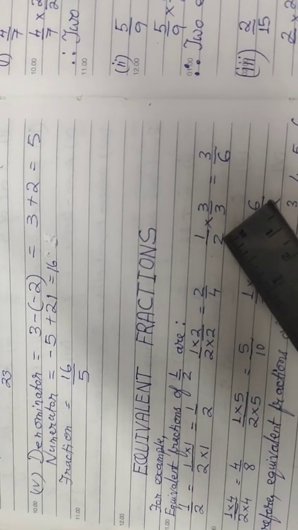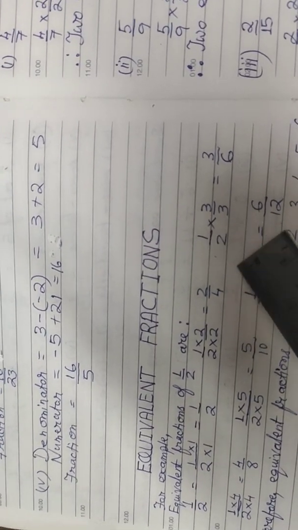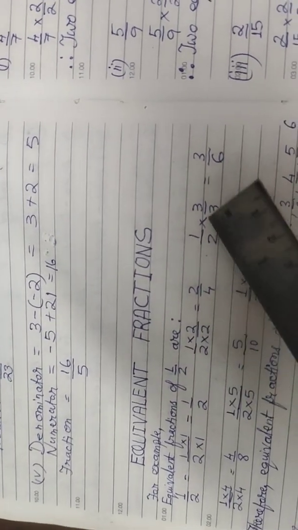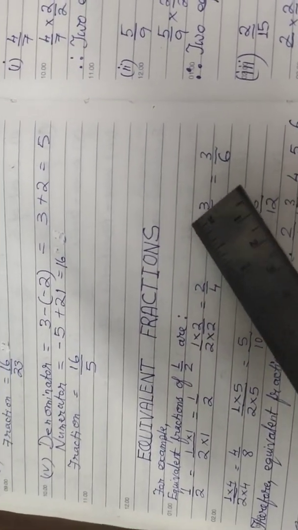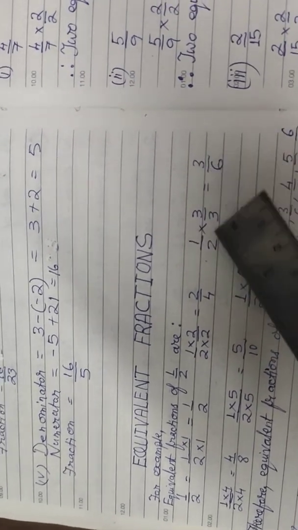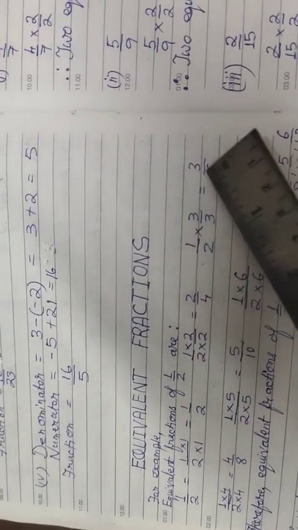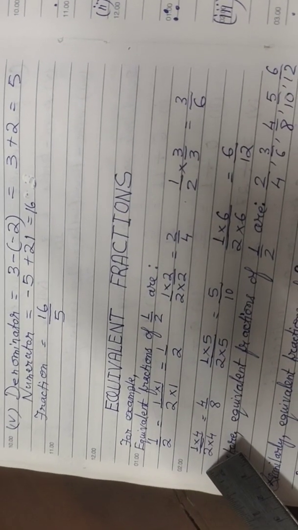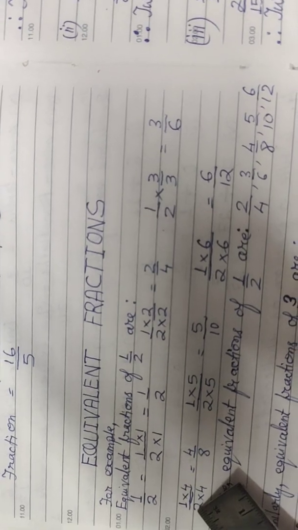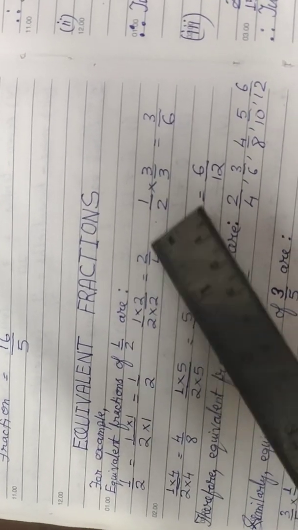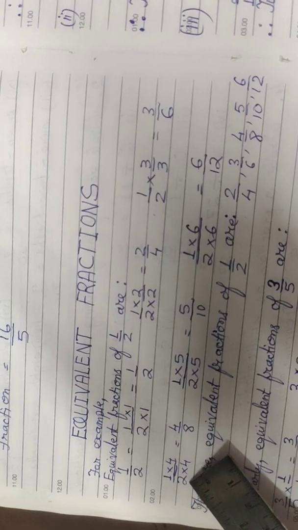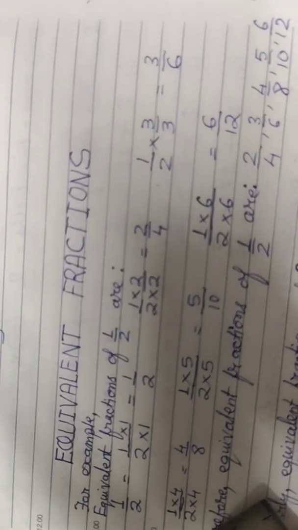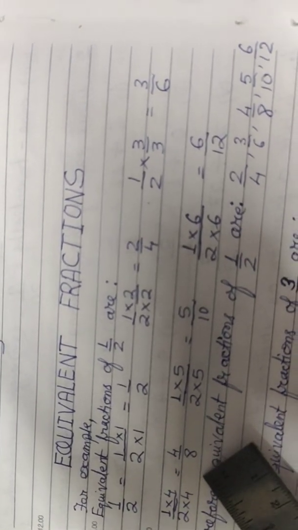Next again this 1 by 2, I am going to multiply both numerator and denominator with 3. First we had 1, then we multiplied both with 2, now both we will multiply with 3. So 1 into 3 is 3, 2 into 3 is 6. So the fraction we get is 3 by 6. Then same base fraction 1 by 2. First I multiplied with 1, then with 2, then with 3. Now I am going to multiply both numerator and denominator with 4. So 1 into 4 is 4, 2 into 4 is 8. So the fraction I get is 4 by 8.